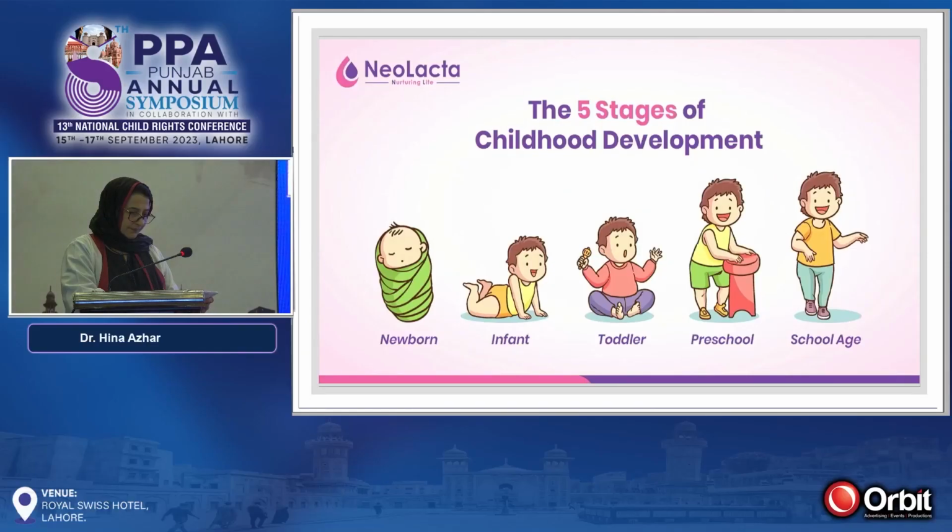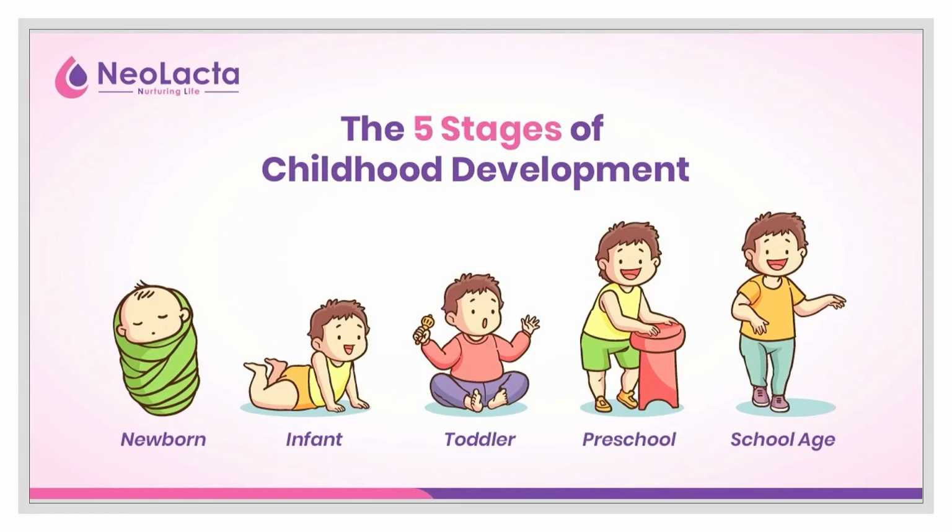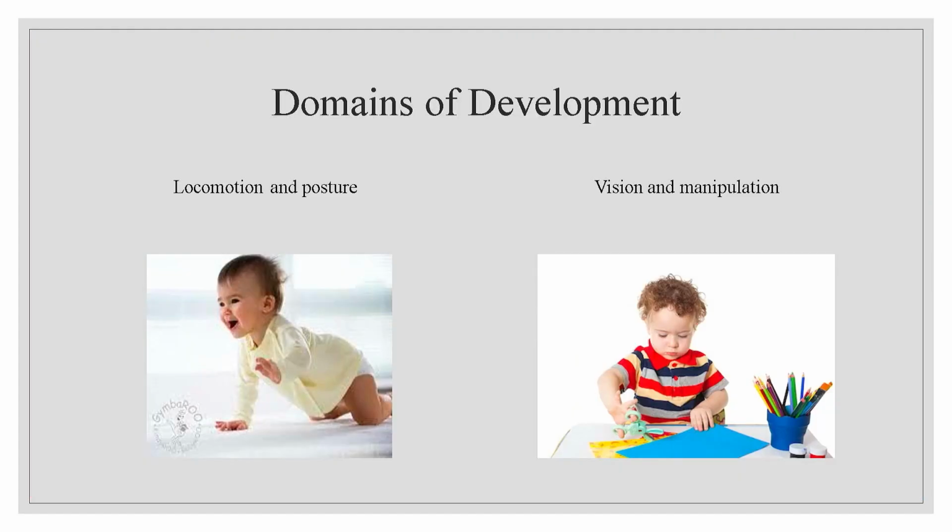There are 5 stages of child development: newborn, initial first to 2 months, then infant, for 1 year of life, toddler, from 2 to 3 years of life, preschool 3 to 5, and school age more than 5 years of age. Domains of development: locomotion and posture, vision and manipulation. In locomotion and posture, we usually see when the child starts sitting, when the child starts walking, and so on. Vision and manipulation: how the child manipulates things, that involves also vision and fine motor skills of the child.